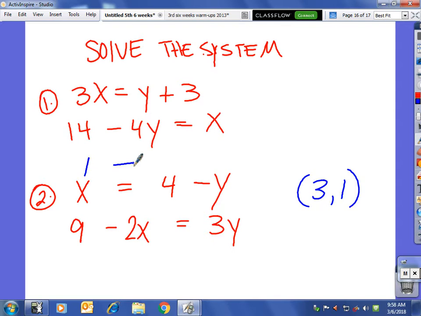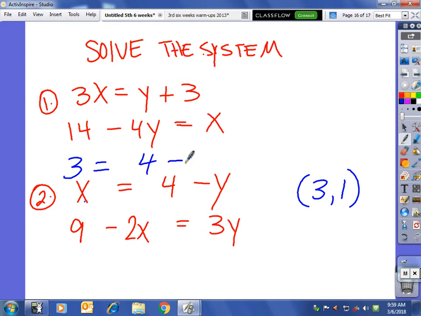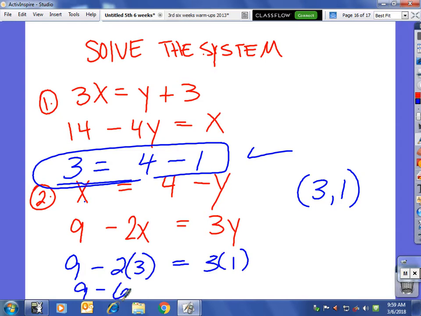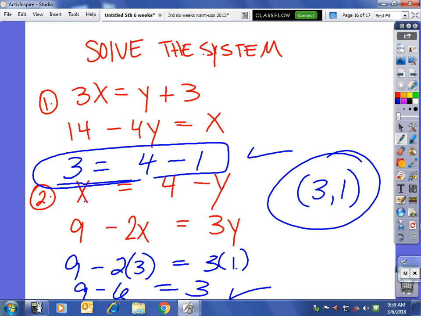Let's put a 3 in here for x, and a 1 in here for y. That would give me 3 equals 4 minus 1. Is that true? Okay, so it works on that one. Let's try this one. 9 minus 2 times 3 equals 3 times 1. 9 minus 6 equals 3. Is that true? Yeah, that's the point that works. That's the only point, the one point that works on both equations. Let's try one more like that.